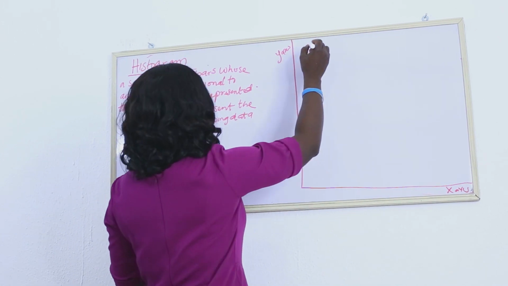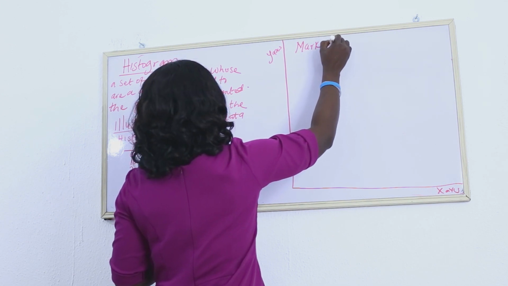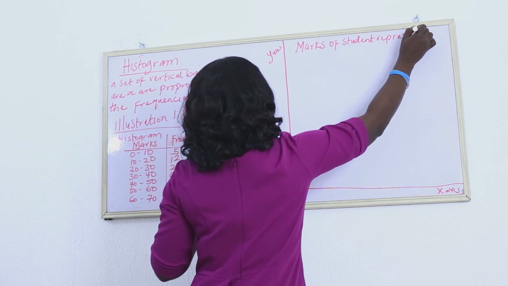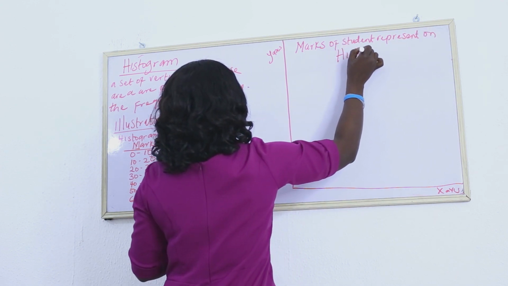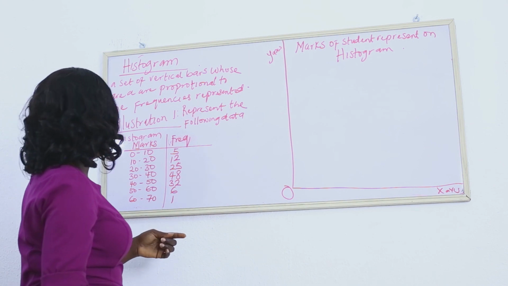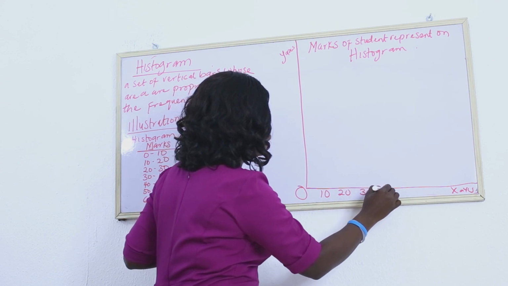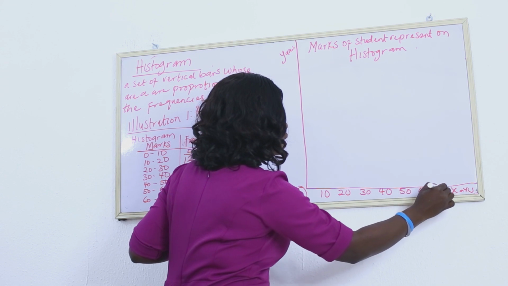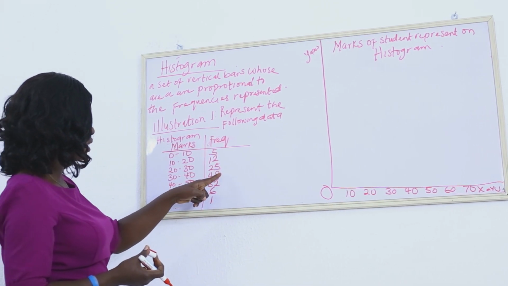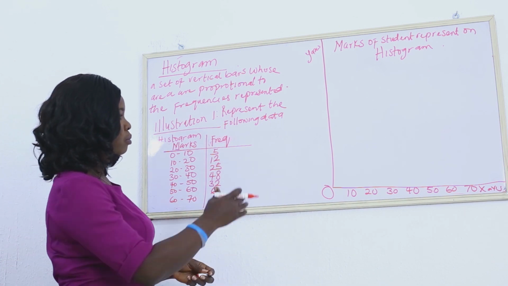Marks of students represented on histogram. And this is my point of origin, the starting point. Don't forget the marks. Looking at the marks, I have 0, 10, 20, 30, 40, 50, 60, then 70. Then looking at the frequency, what is the least frequency? 1. What is the highest? 48. So I can use 5, I can use 10, but let me use 5 so that it will be up to 50.